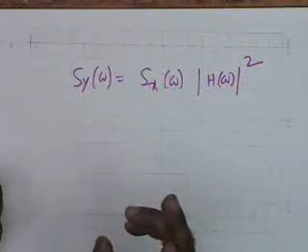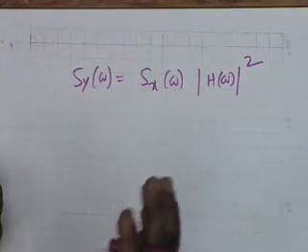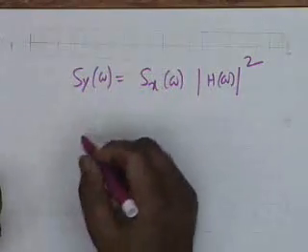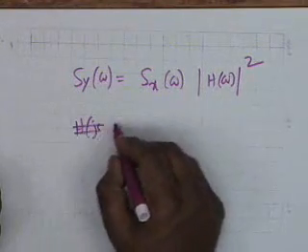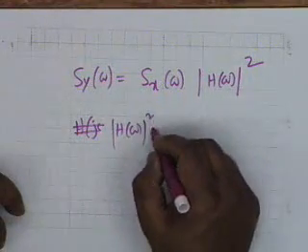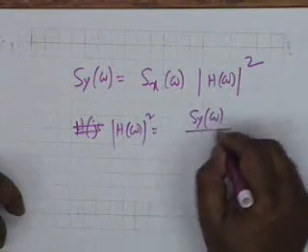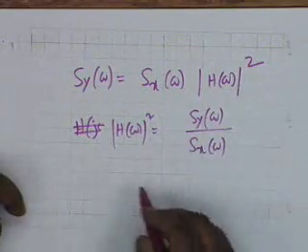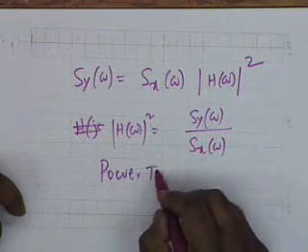And therefore, the result that we establish is Sy of omega equal to Sx of omega multiplied by H of omega and H of minus omega, which means that it is H of omega magnitude squared. This is exactly like the system function, except that it relates the spectral density, that is the power of the output, to the power of the input. Therefore this quantity, H of omega magnitude squared, which is Sy of omega over Sx of omega, is called the power transfer function.